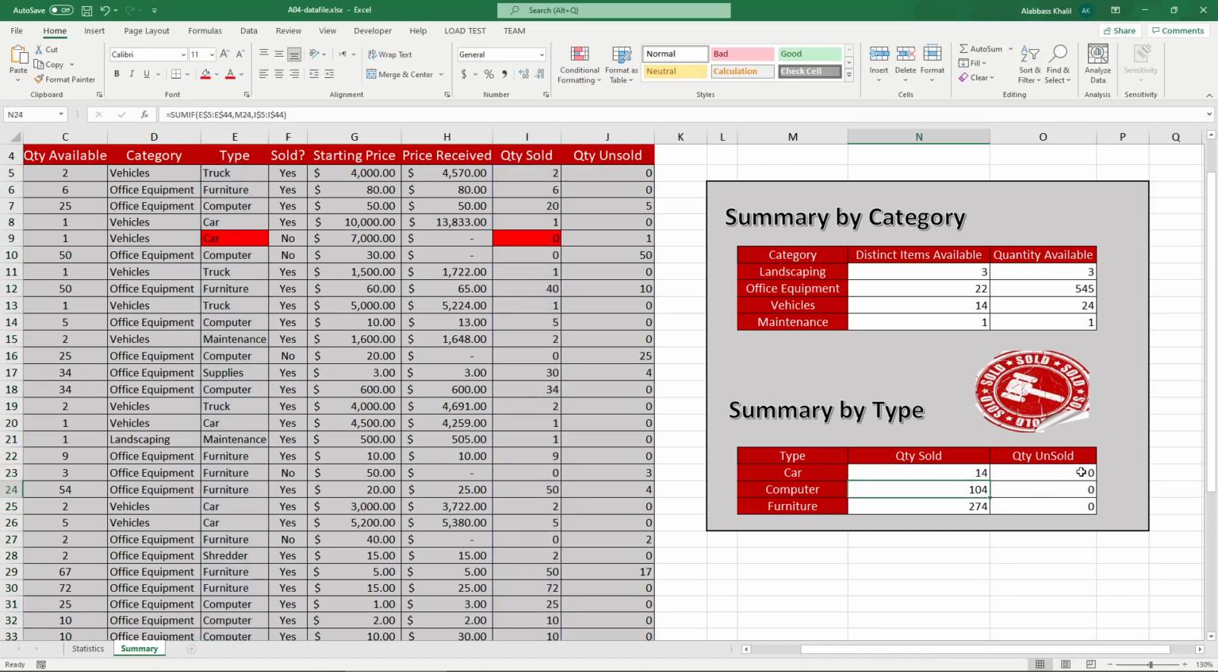When I copy to the right, it became quantity unsold, which is correct. That's the whole purpose of them being next to each other. So when you copy to the right, when first you were working on quantity sold, now you're working on quantity unsold. So this part is correct. But now if you focus on the blue part, that is not correct.